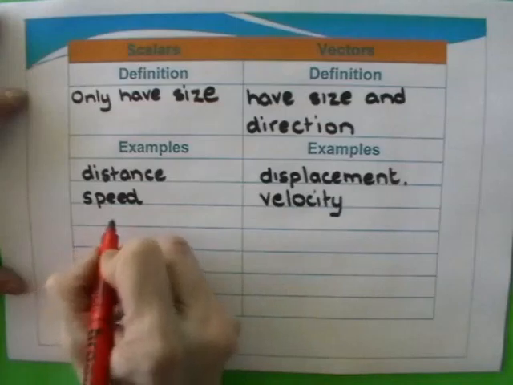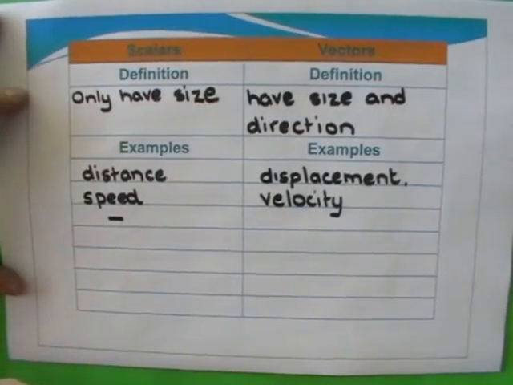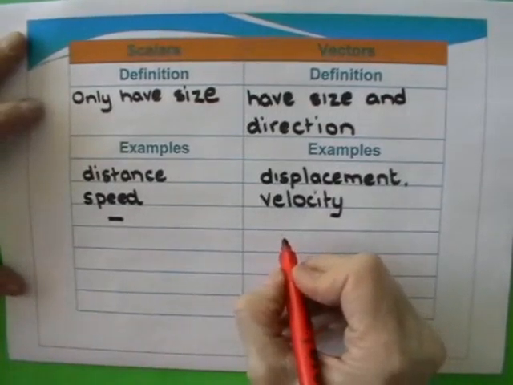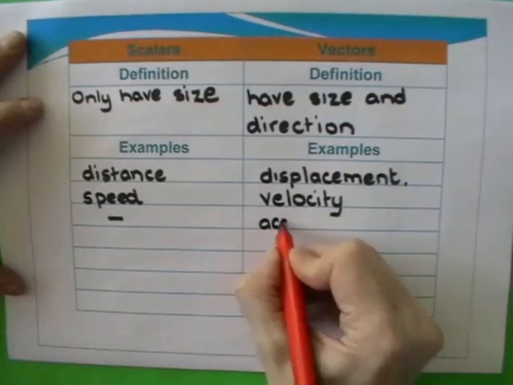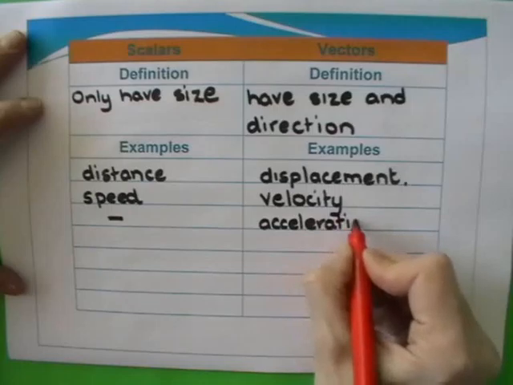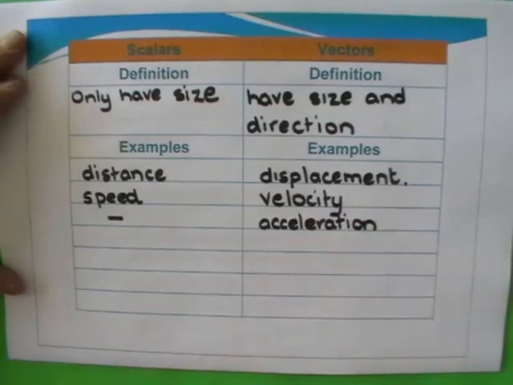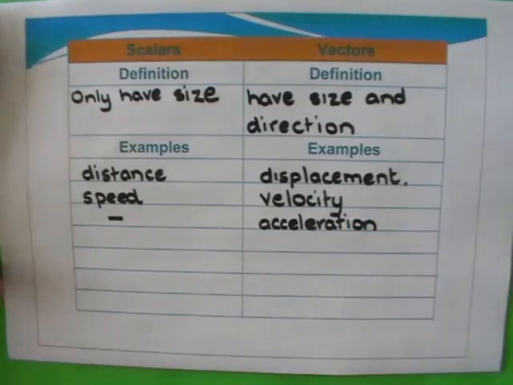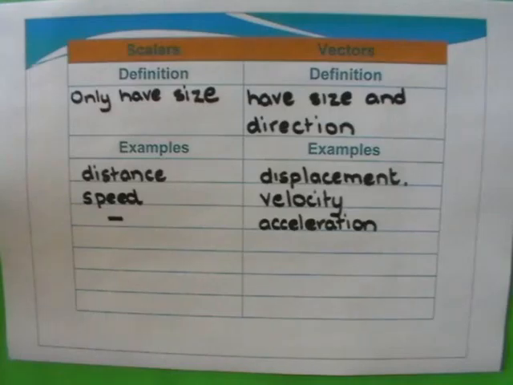Another one which doesn't really have a scalar definition or a scalar quantity is acceleration. And acceleration has a size and a direction. And we know a very good example of acceleration is acceleration due to gravity. And we always know that acceleration due to gravity acts downwards.